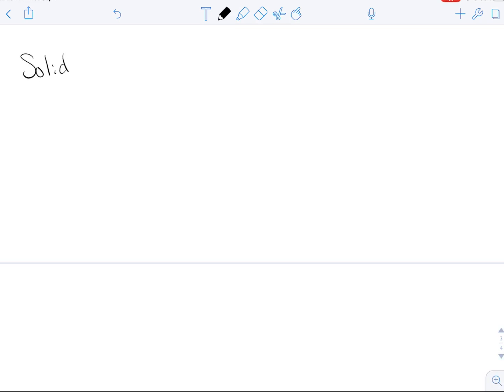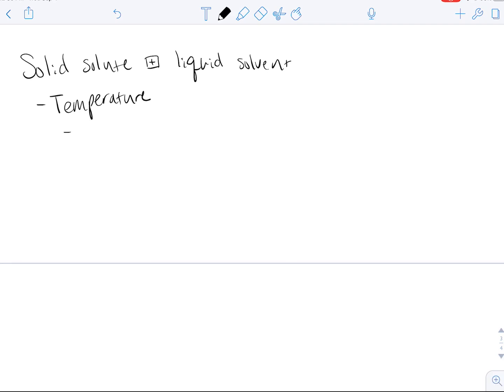First, let's look at how those factors affect a solid solute plus liquid solvent. If we have a solid solute and liquid solvent, temperature is the first factor we're going to look at. As we increase temperature, we're going to increase our solubility.